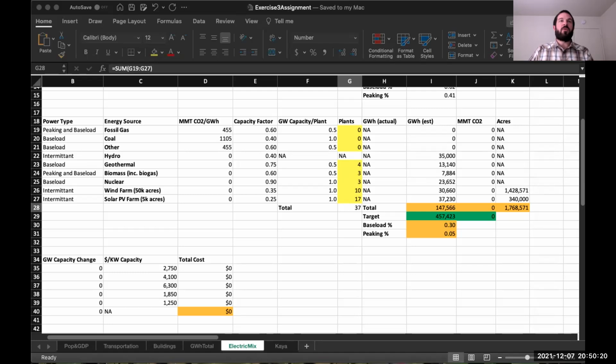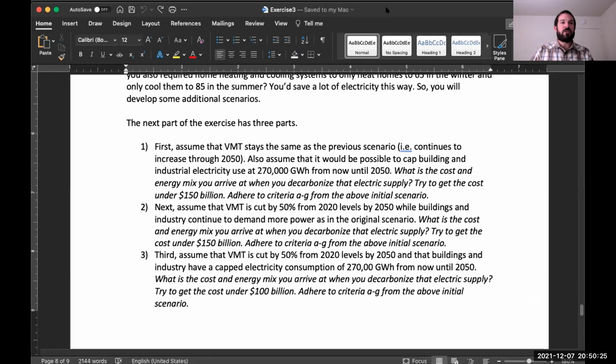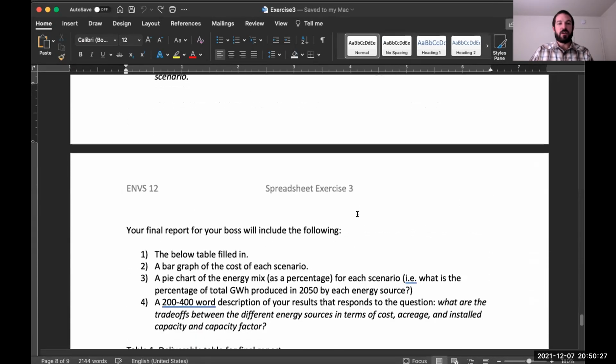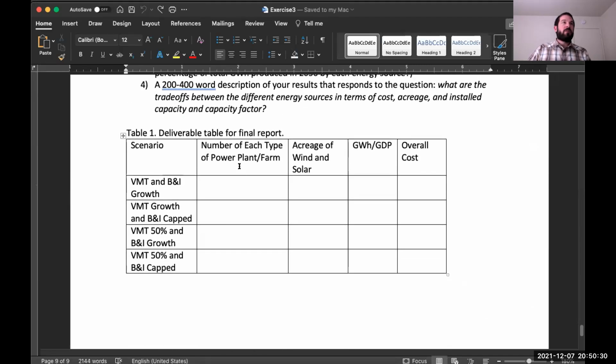So there are basically 4 scenarios that you're going to have, okay? And that's described at the bottom of exercise 3. To keep it simple, table 1 helps you summarize it. I've given you the table. This is what I want to see filled in, okay? This is your baseline scenario. Vehicle miles traveled and buildings and industrial continue to grow as the state economy grows, as population grows, okay? So how many wind farms, how many solar farms, how many nuclear plants, how many biomass plants, and so forth.